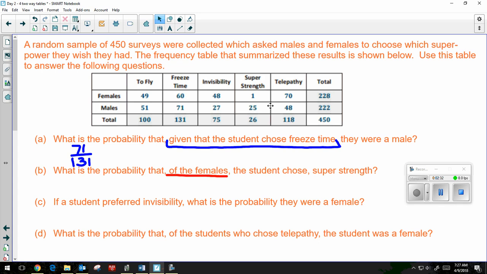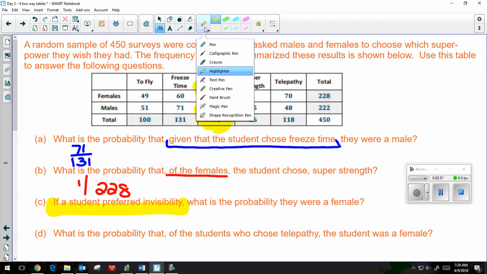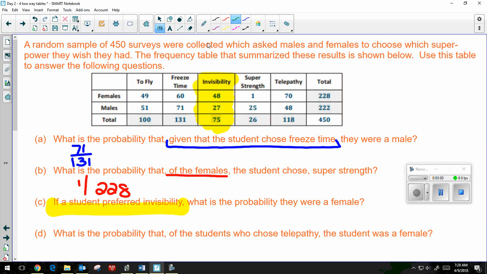Okay, so I had 1 out of 228. C, if a student preferred invisibility, what's the probability that they were a female? So once again, I'm talking about if they preferred invisibility. So that's all I care about. Here's my invisibility. So of those that I highlighted, how many of them were a female? Well, it's 48, and I highlighted a total of 75.